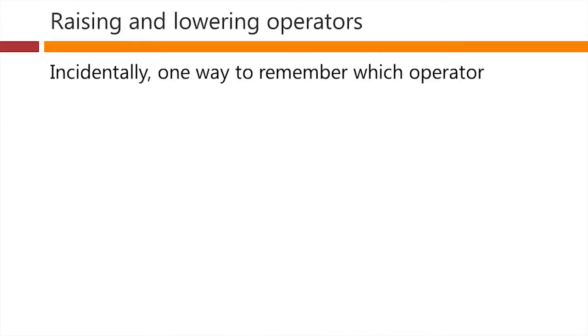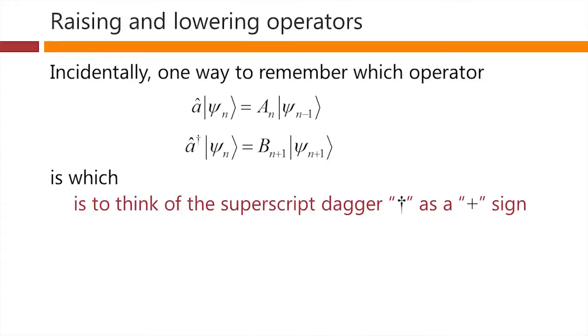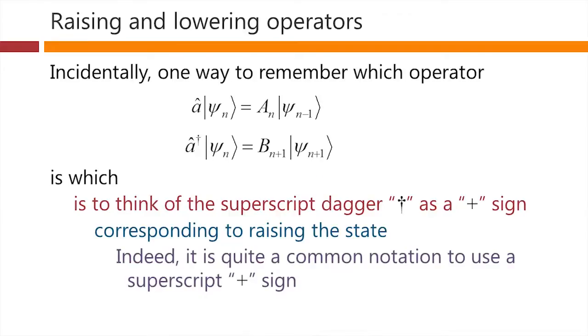Incidentally, one way to remember which operator is which in these two expressions here is to think of the superscript dagger as being like a plus sign, corresponding to raising the state. So this operator, the A dagger, is the one that raises the state, takes psi n to psi n plus 1. Indeed, it's also a common notation to use a superscript plus sign instead of the dagger.